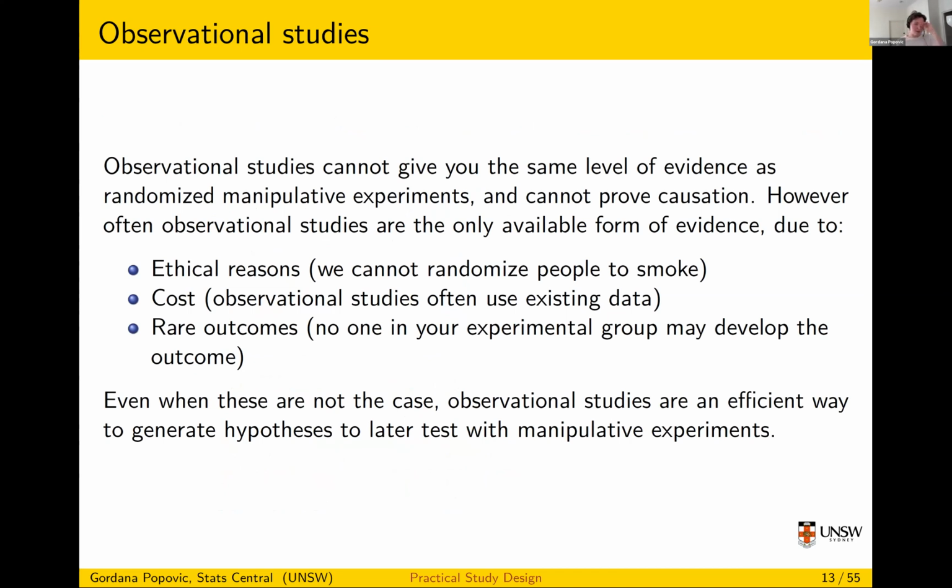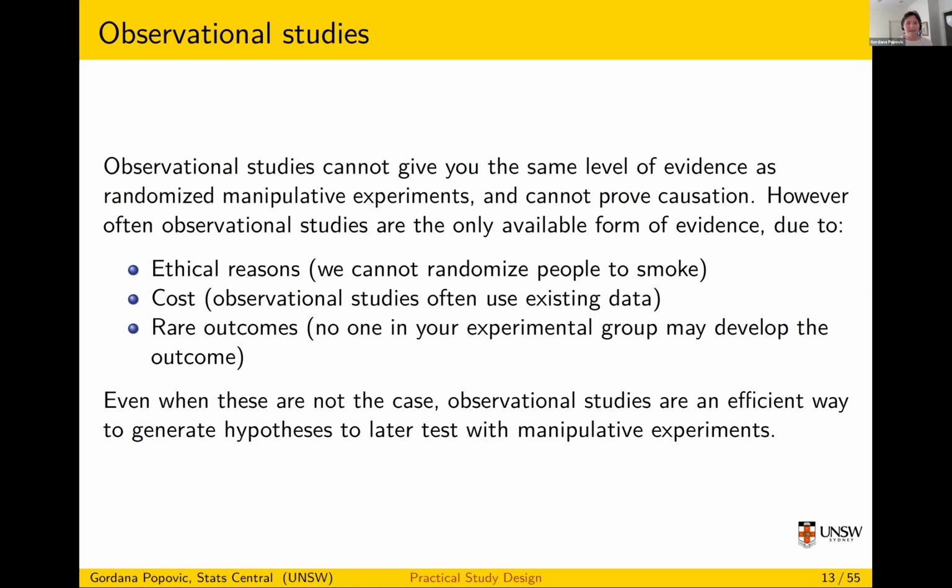Oh, okay. So many of you will be doing observational studies. There is quite a bit of study design involved in observational studies, and people don't often think about it because it seems like you don't get to randomize, you don't get to do a lot of things that you should be doing. And so there might not be study design, but there's actually lots to think about. So observational studies, well, like we said, they don't give you the same level of evidence as manipulative experiments, and they can't prove causation, but often they're the only thing that is available.